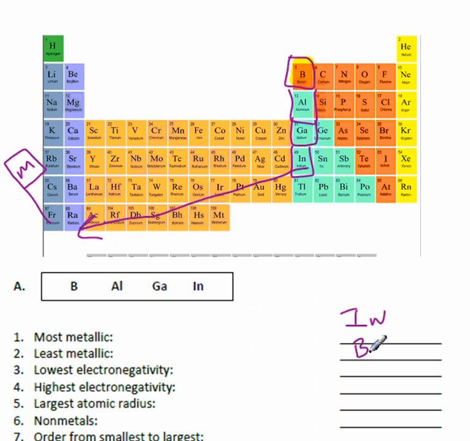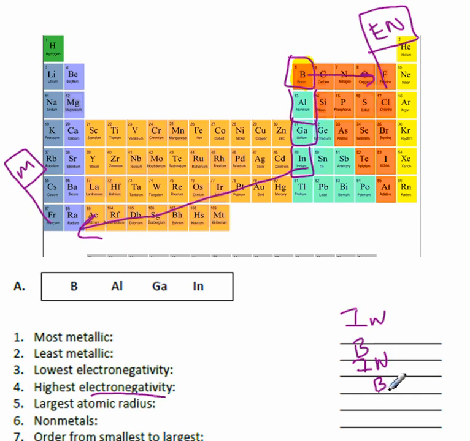Lowest electronegativity. Well, the flag for electronegativity is going to be in fluorine. So I put an EN right there. Well, who is the farthest from the flag? That is going to be indium, so I'm going to write In. Highest electronegativity, who's closest to the flag? Boron is going to be the closest to the flag, so it has the highest electronegativity.